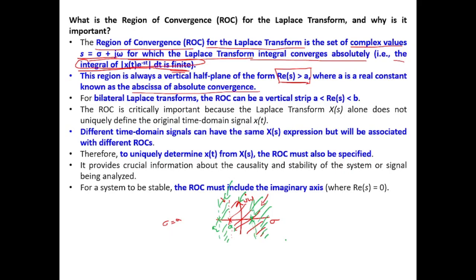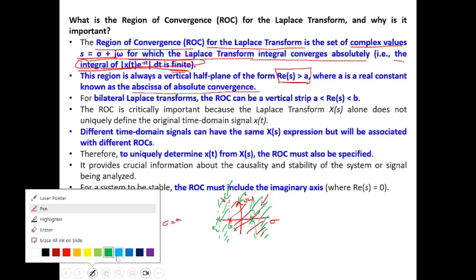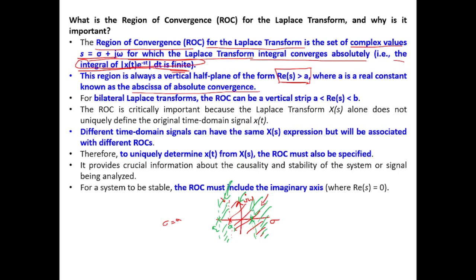It violates the stability criteria. It may also be, so in most of the cases, it should be within A1 and A2. Did I mention this? The bilateral Laplace transform: the ROC can be a vertical strip between A and B. So that is for the bilateral Laplace transform.